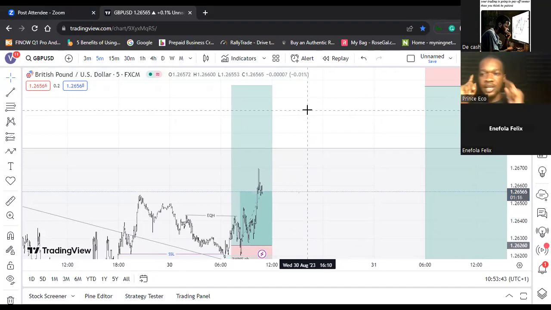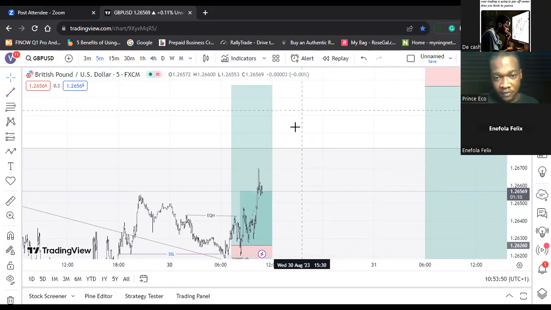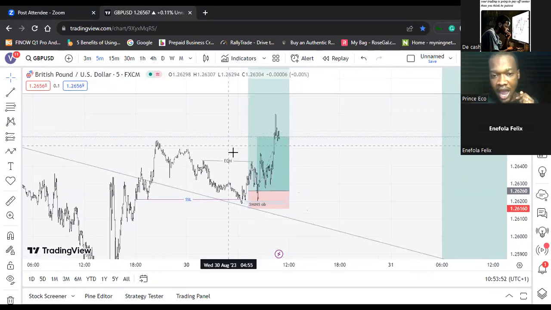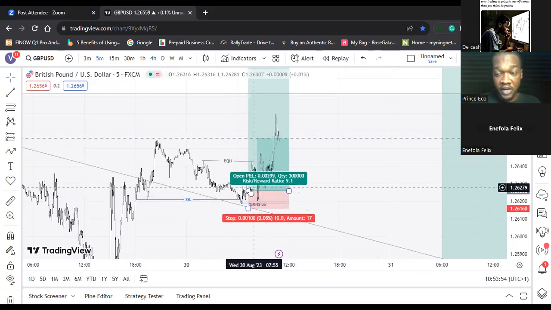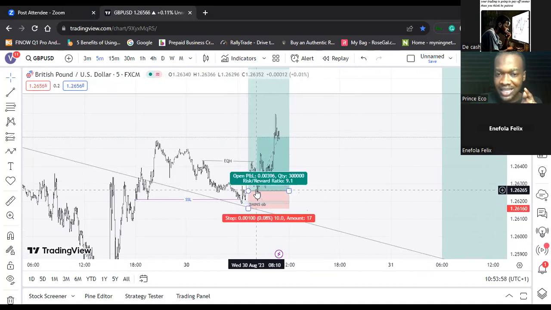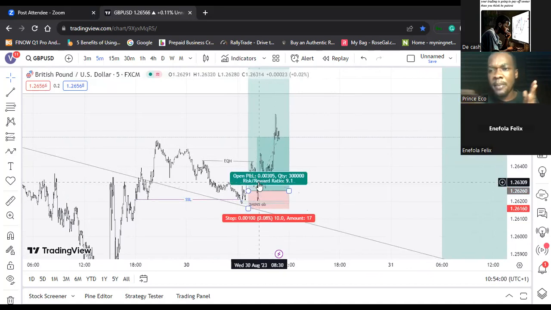Most times, the market will sweep out your liquidity and start going in the direction you want. Let's say an upside. For instance, if I called this trade in the morning on the free channel, on the public channel rather, I called this trade, I said it's a buy. Now, does it mean I'm wrong?